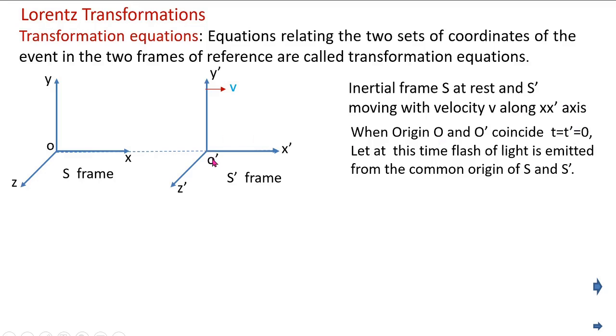When the origin O dash coincides with the origin O, let this time t is equal to t dash is equal to 0, and let us assume that at this time a flash of light is emitted from the common origin. When O and O dash coincide, the origin is common. Then at time t is equal to t dash is equal to 0, let a flash of light be emitted from the common origin of these two frames of reference S and S dash.